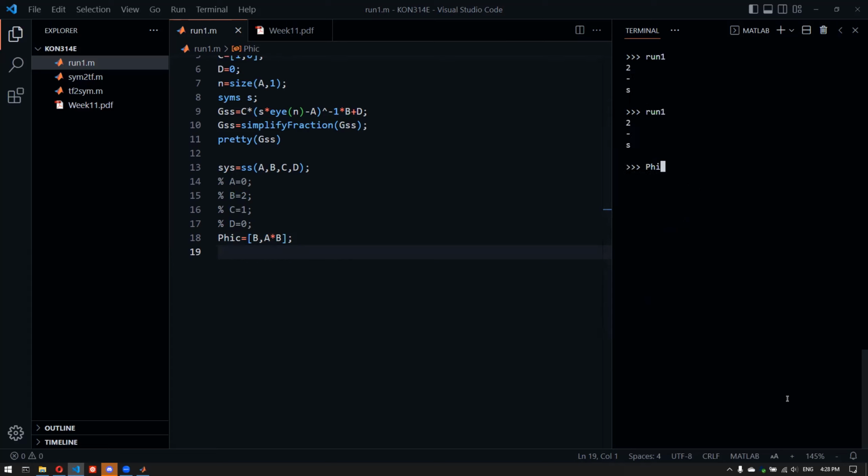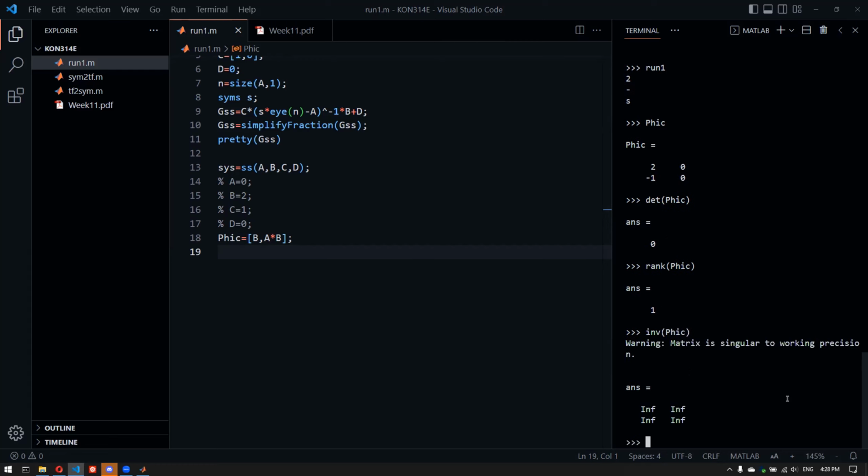So phi c, and there we go. If you look at the determinant of phi c, you will see it's 0. You can look at its rank. It's not full rank. If you try to invert it, you will see it's not invertible, infinite. It's a singular matrix, and this will cause some issues.